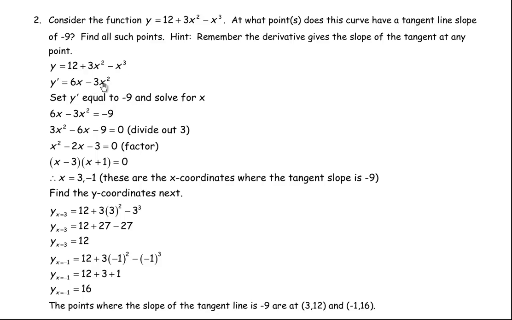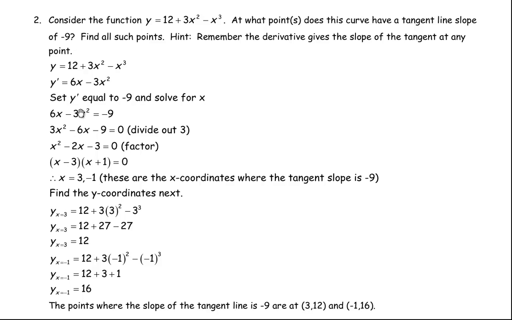Now you're asked to find where the tangent line has a slope of negative 9. So this gives you the slope of the tangent if you only knew what x was at a particular point where x is. X is x. So that's why we would set this equal to negative 9, because that's going to give you the slope for any x. So we set the 6x minus 3x squared equal to negative 9. And so I'm going to do a little bit of rearranging.